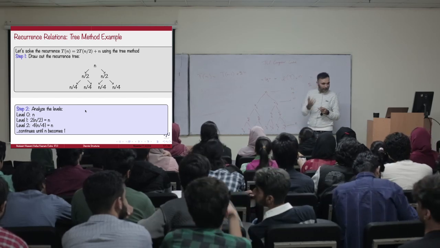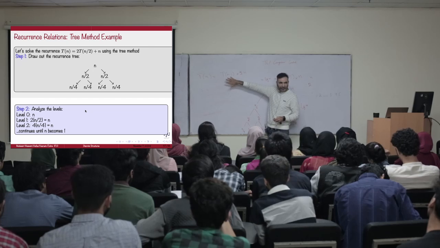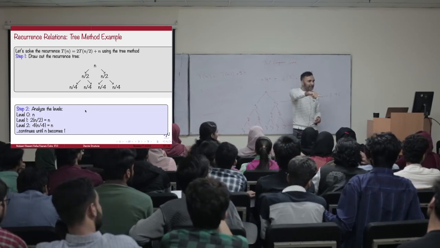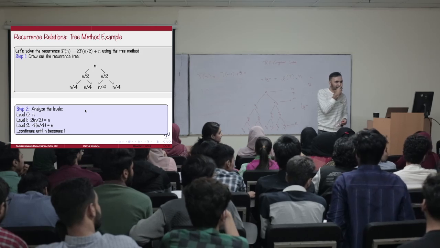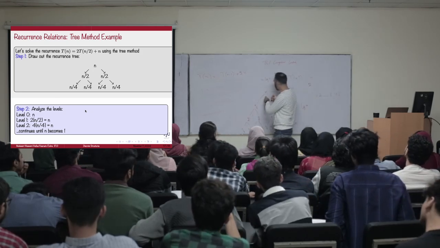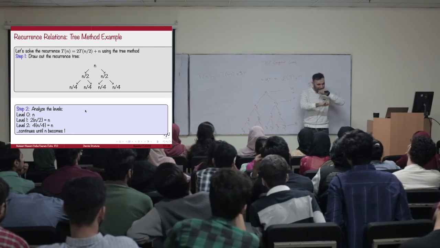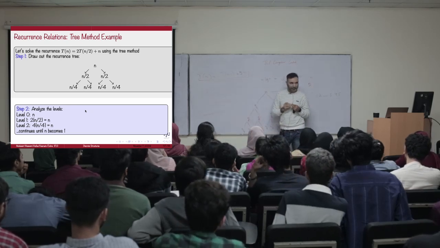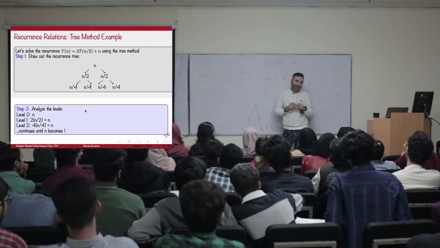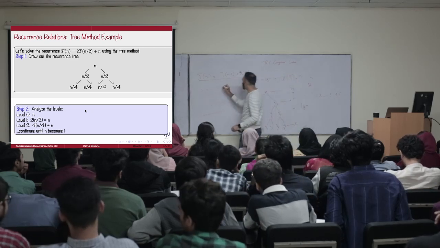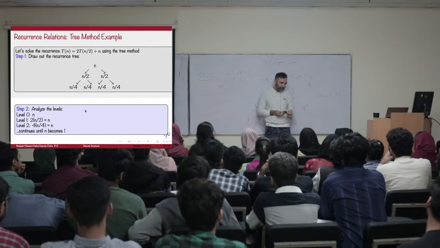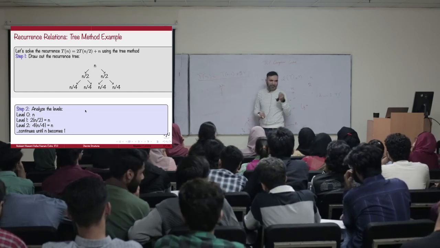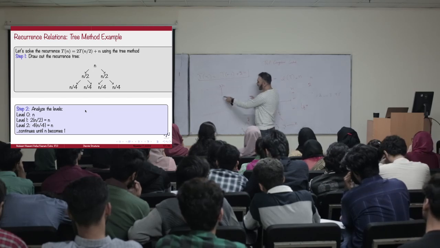So let's try to solve this using the tree method. What is it saying? How much time am I spending at the root node? What should I write at the top? I'm actually doing 2n, and after that I'm making a recursive call. I'm only making one recursive call, so this tree has only one child.